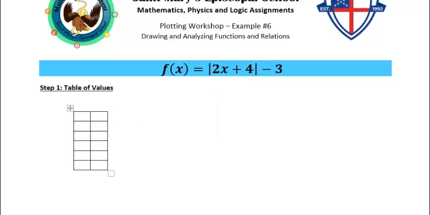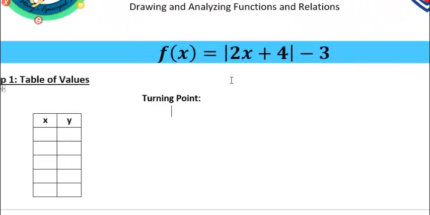That table of values is going to be defined by something we're going to call the turning point. Okay, so that's what we need to find first, the turning point. So I'm going to put in here turning point. Okay, turning point. Now, how do you find the turning point?